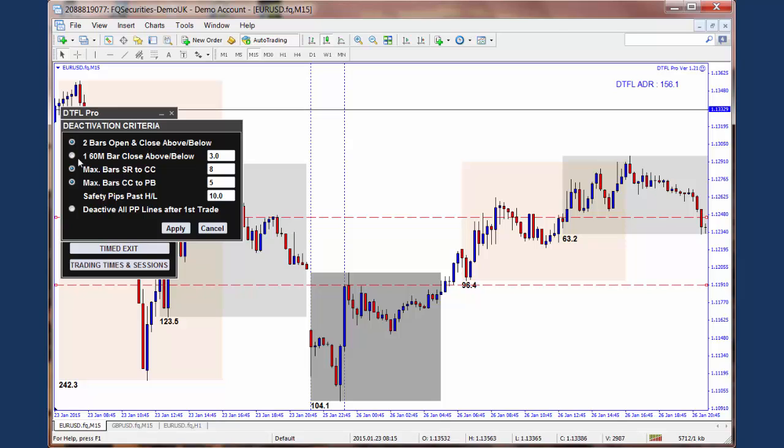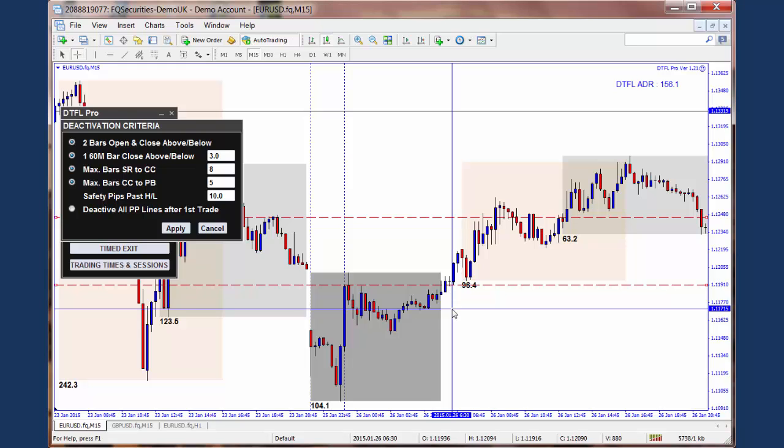The second one is the one that Chad tends to use, which is 1 60-minute bar close above or below the line. Remember, what we're representing really is an hourly chart candle. So the way Chad would deactivate a line is if an hourly candle closes above the line by a certain number of pips. That's what you put in here. In this situation, we put 3. So if an hourly candle closed 3 pips above a PP line, that would deactivate the level.